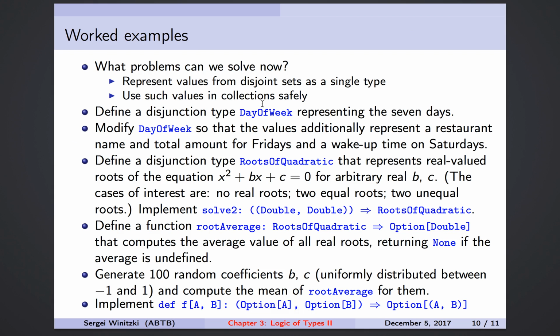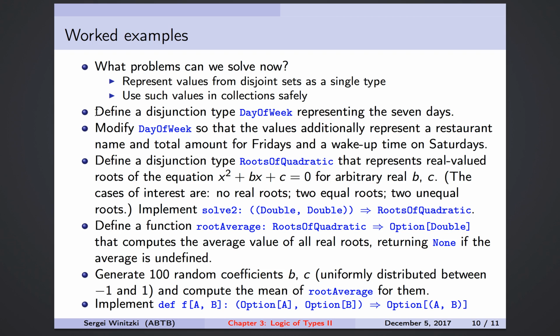So with the tools we just learned, what problems can we solve? We can represent values from disjoint sets or domains as a single type, and we can use these values to define functions on them or functions producing them, and use also these values in collections as elements of collections, or in any other way. These are types, so there's no restriction on how you can use them. So let's go through some examples now.